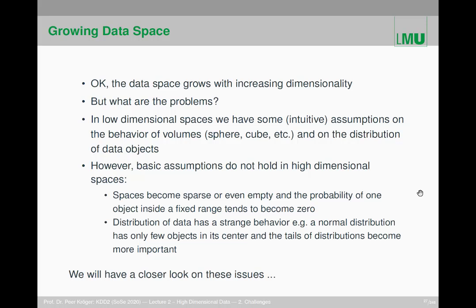Yeah. So spaces become sparse or even empty, and the probability of one object inside a fixed range tends to become zero. That's maybe already clear, but we can just mathematically show that this is the case. And also the distribution of the data has a strange behavior. For example, a normal distribution has only few objects in its center, and the tails of the distributions become more important.